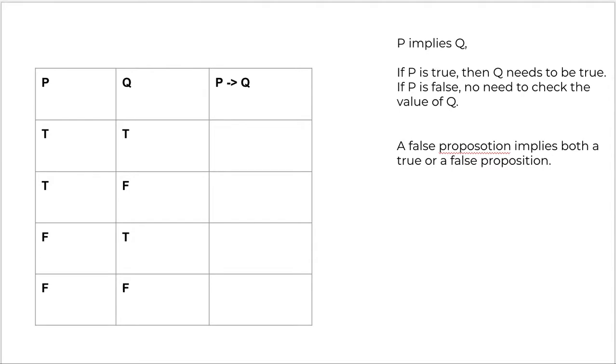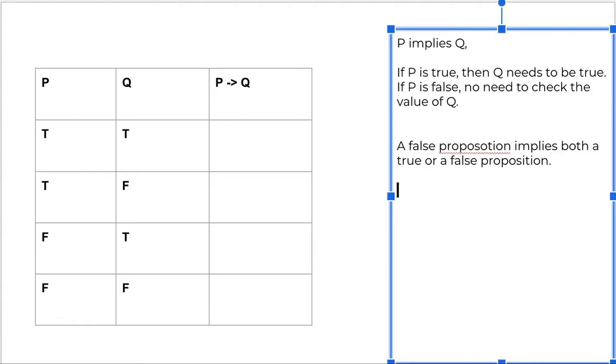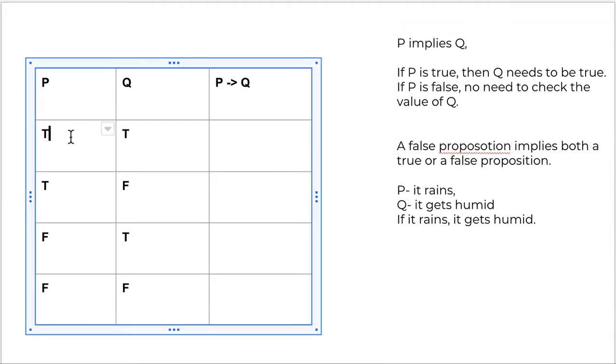All right, let's do the next one. This is P implies Q. So if P then Q. Let's take an example for this. Let's say P is it rains, and Q states it gets humid. So if it rains, it gets humid. If it rains and it gets humid, then P implies Q is true, because P is happening and Q is also happening, right? So P implies Q is true.